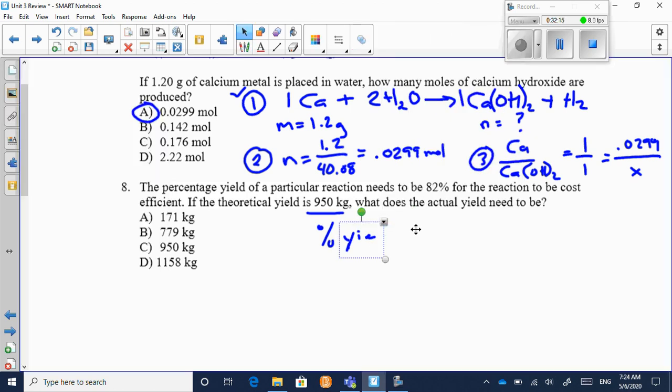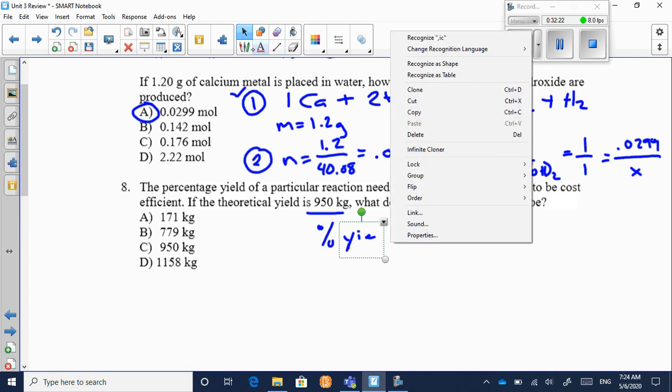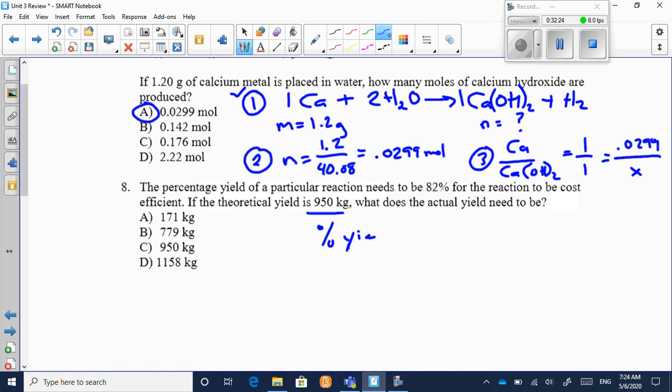whoa, having some difficulties there. Percentage yield is equal to the actual yield divided by the theoretical yield times 100.